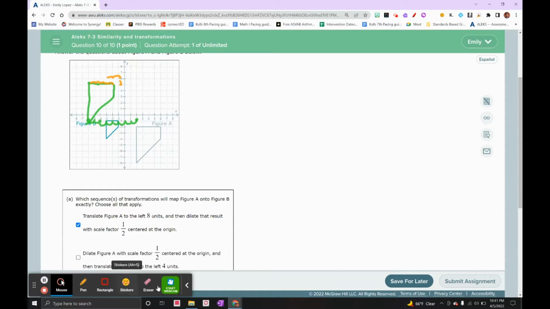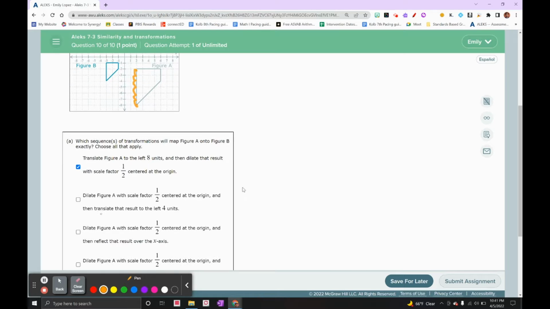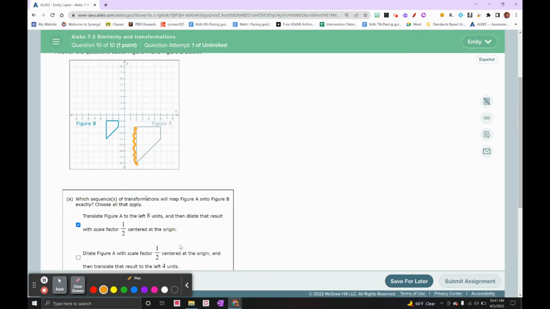Okay, let's erase this part. Is that reduced by half? 1, 2, 3, 4, 5, 6 is reduced to 3. 1, 2, 3, 4 is reduced by 2, and this is reduced by 1. Let's see, is there any other better explanation? 8 units to the left, dilate the result, scale factor with center at the origin. Yeah, I don't see any problem with that. Dilate figure A with the scale factor of 1/2, center at the origin, and then translate the result.